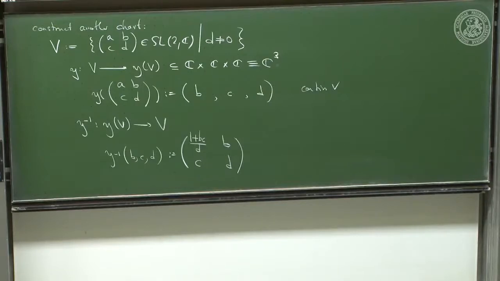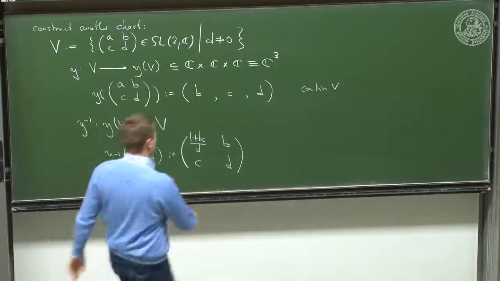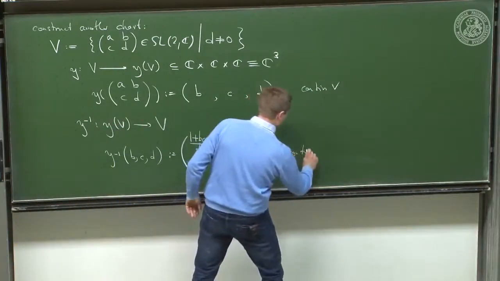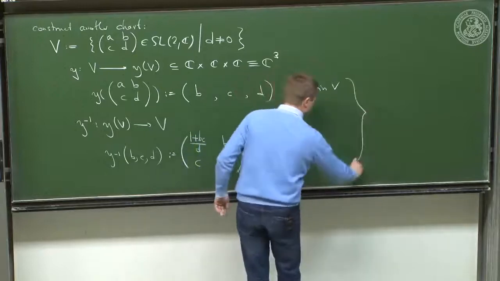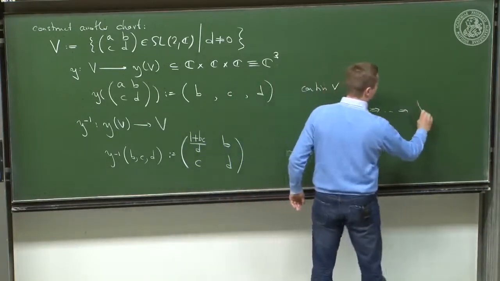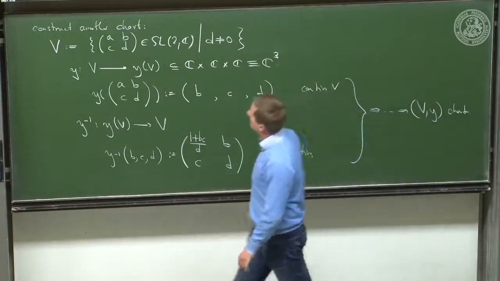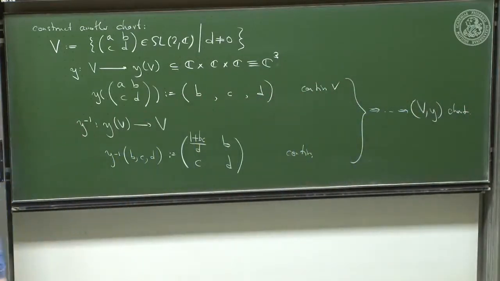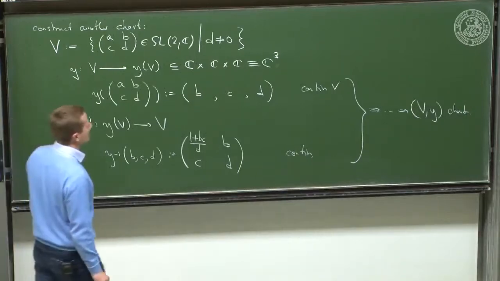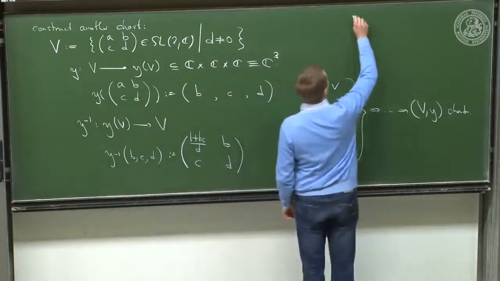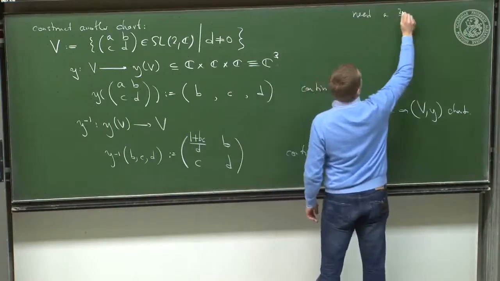Okay, but you're right. Then I'm only missing a third chart, probably. That's the point. So this is also continuous, and by the same arguments, it follows that V is a chart. Now you ask, does the union cover? No, the union doesn't cover. And what I need is a third chart.